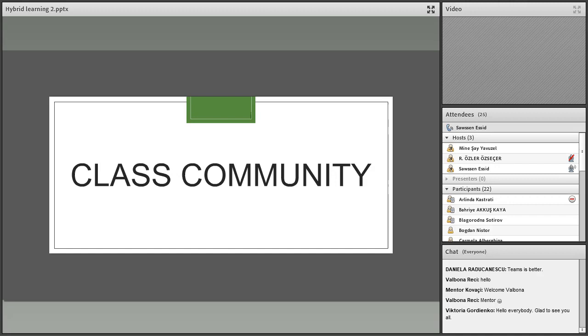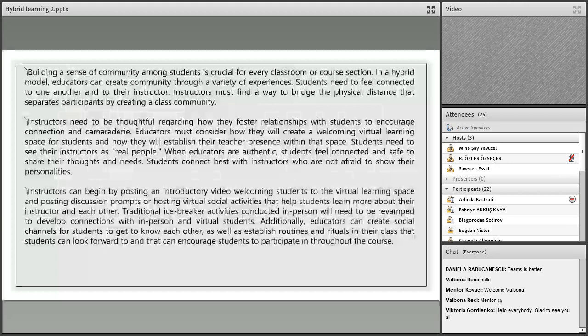Now, the second key element of hybrid learning will be class community. Here, of course, when I talk about class community, I mean that relationship between students when the educator is encouraging the students, giving positive feedback, urging students to do well. So this is called the building of the sense of community among students. It is very important in hybrid models or hybrid learning.